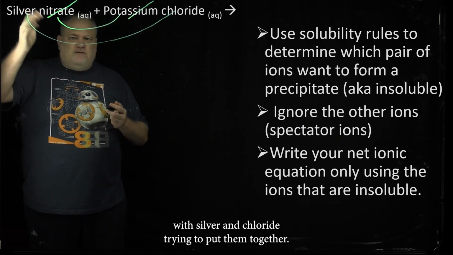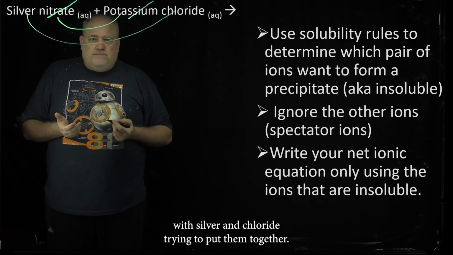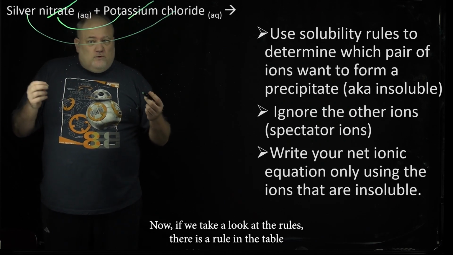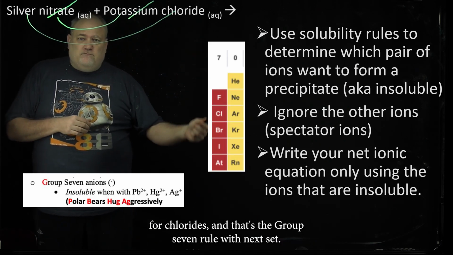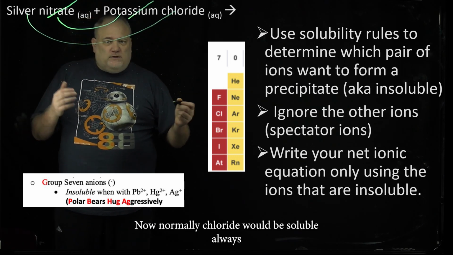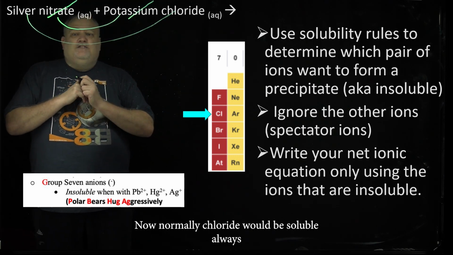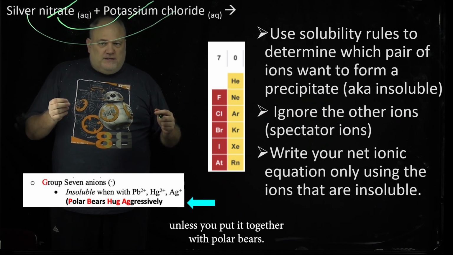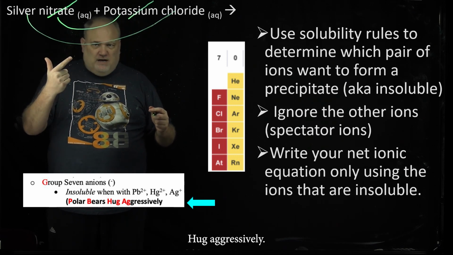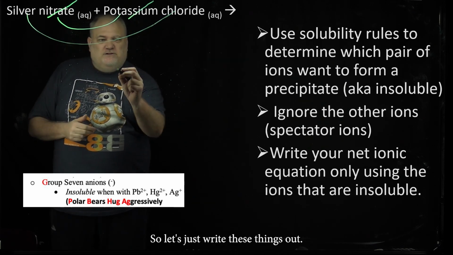That leaves us with silver and chloride trying to put them together. Now, if we take a look at the rules, there is a rule in the table for chlorides, and that's the group 7 rule with NAGSAG. Now, normally, chloride would be soluble always, unless you put it together with polar bears hug aggressively. So let's just write these things out.